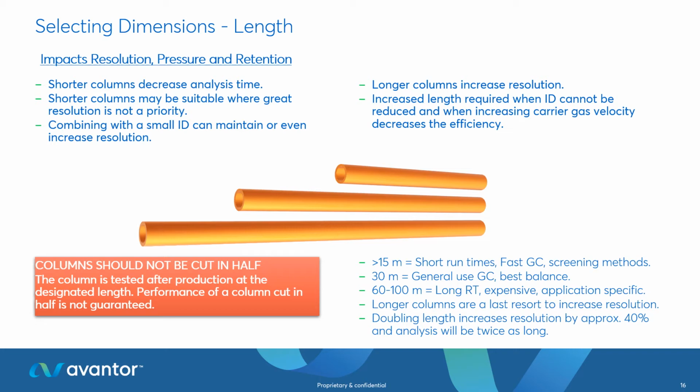However, it is important to note that it is a last resort, and it's much better to look at the column selectivity than just increasing the column length. Typically, doubling the length of a column would increase the resolution by approximately 40%, but double the analysis time. It should also be noted that the column should not be cut in half. If the column is cut in half, the performance of the two halves cannot be guaranteed in accordance with the initial QC testing from the manufacturing.